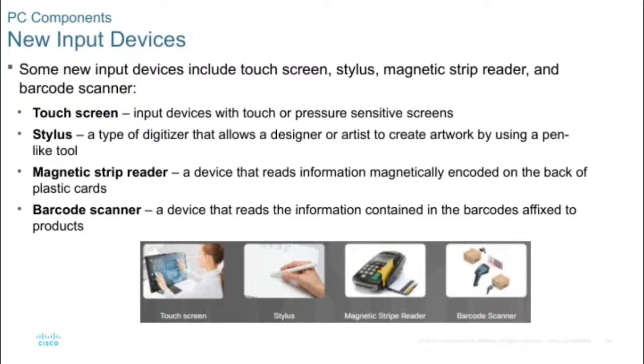Let's look at some of the newer input devices that have changed how we interact with technology. First, the touch screen, a surface that responds to touch or pressure, making screens more interactive than ever. Then there's the stylus, which acts like a digital pen, perfect for artists and designers who want precision. Magnetic strip readers decode information from cards, like credit or ID cards. And barcode scanners quickly read product info, speeding up checkout and inventory. These devices expand the ways we connect with computers every day.